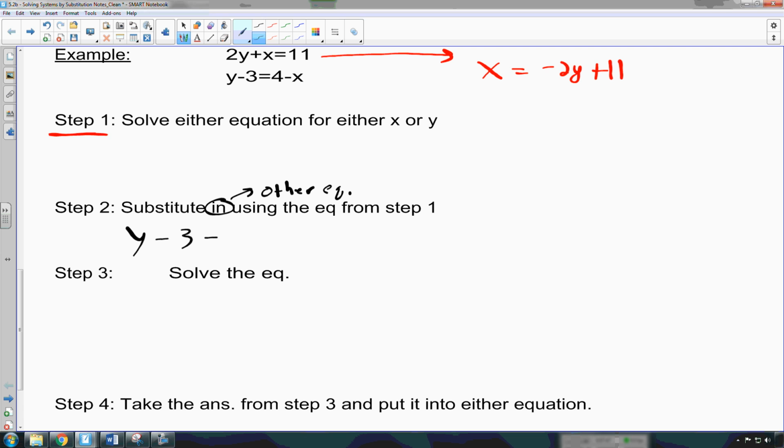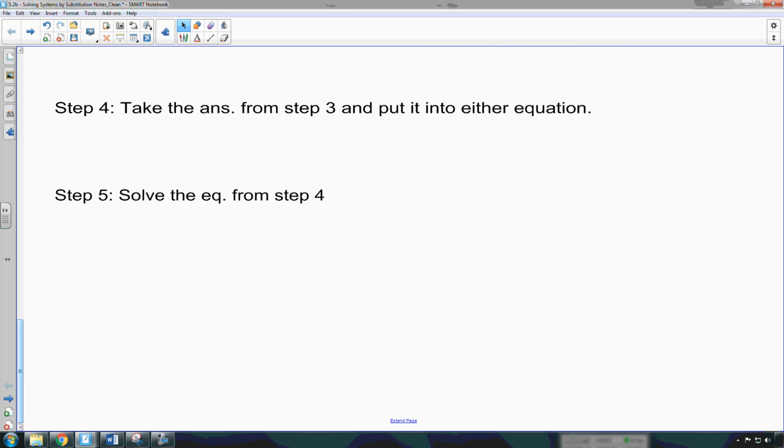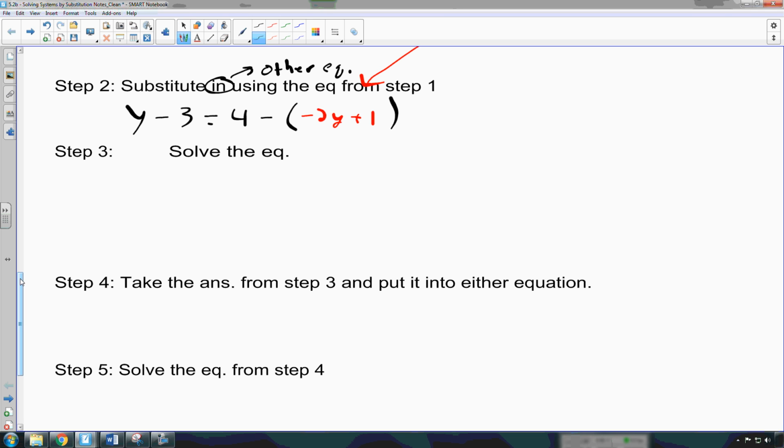So y minus 3 equals 4 minus x. X is that red thing up top. So that's going to be negative 2y plus 11. And you're really just solving this equation, the step 2 equation. So you're just doing the algebra out to crank out a solution. I like to say you're kind of back to chapter 1 where we just solved a bunch of equations, in a sense. This is a negative 1 that you distribute. Don't miss that, okay? This is a negative 1 that you distribute. Sometimes people miss that.